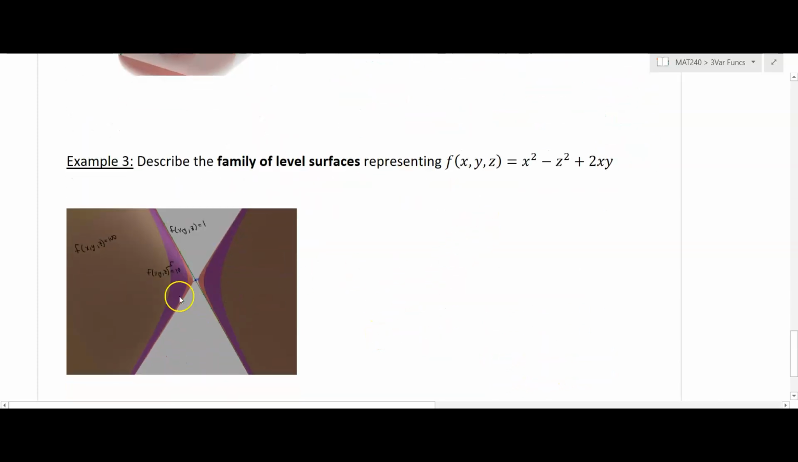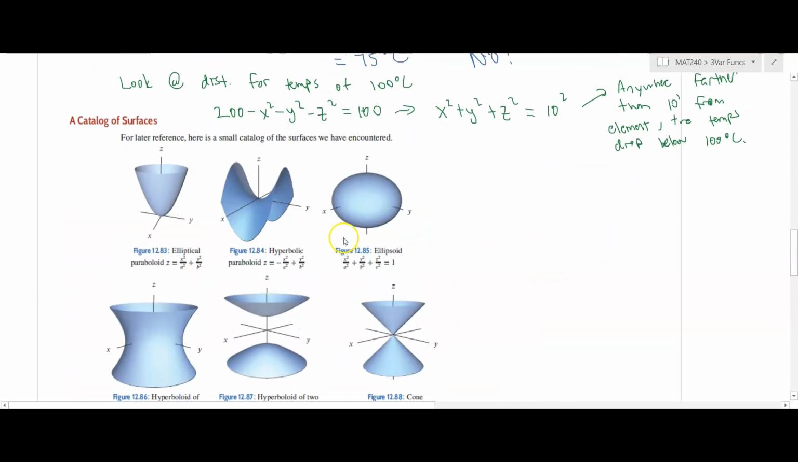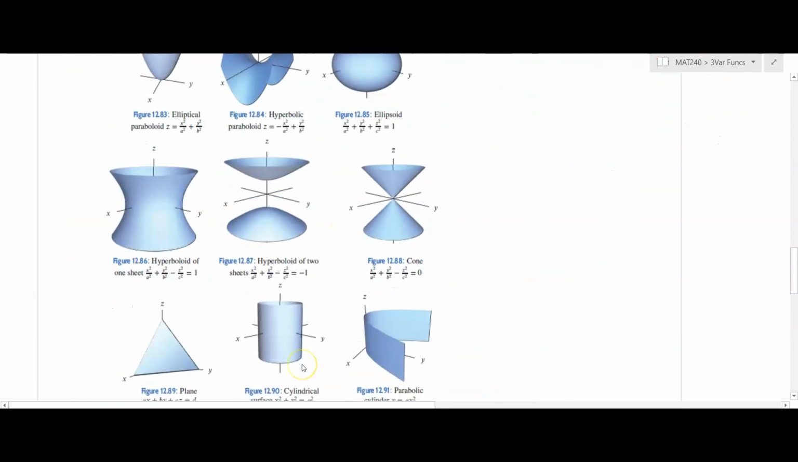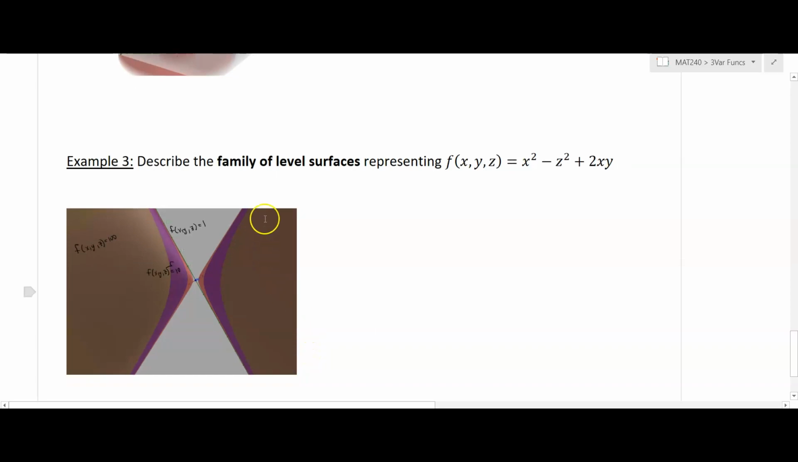We get these almost bowl-like shapes, and when f of x, y, z equals 1, when we replace that with a 1, we get these shapes, this almost hyperboloid of two sheets. It's not quite a hyperboloid, but very similar. When f of x, y, z equals 10, that's the purple surfaces. So notice that those foci kind of move outward further, and when f of x, y, z equals 100, they move out even further than that.